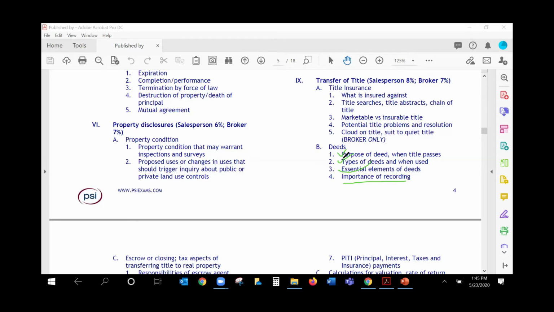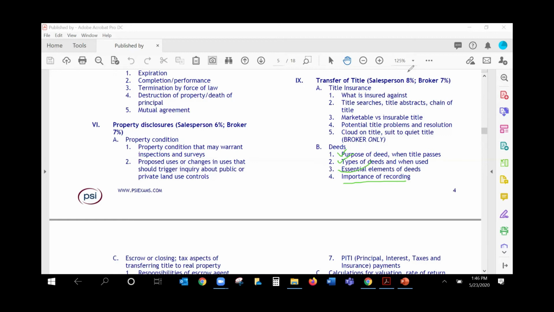The four ways my property can be transferred without me having a choice are escheat, condemnation, foreclosure, and adverse possession. So we'll start with the first one. Escheat is when you died and you don't have a will.